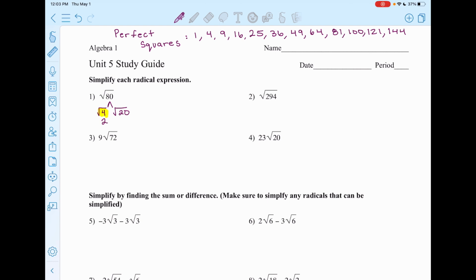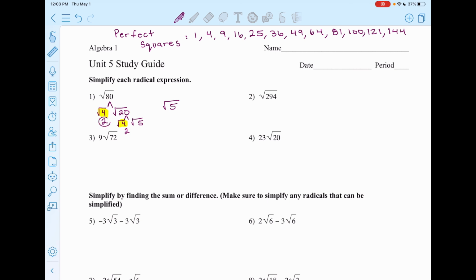And then make sure you check to see if the other number can be divided by any more perfect squares. So then I'll check 20 divided by 4. And I'll get 5, which means that 4 times 5 is 20. Once again, 4 is a perfect square. The square root of 4 is 2. And then I check 5. 5 cannot be divided by any perfect squares. So 5 is going to stay on the inside.